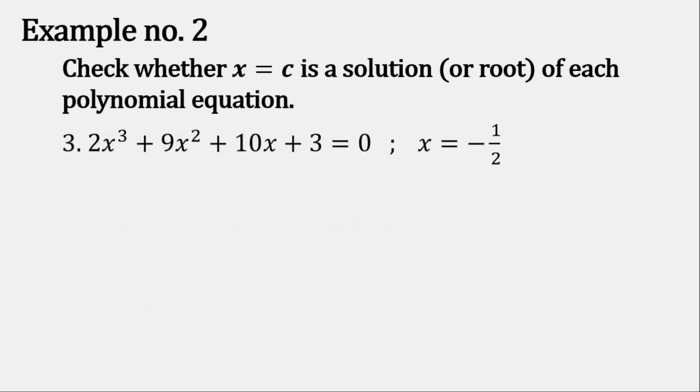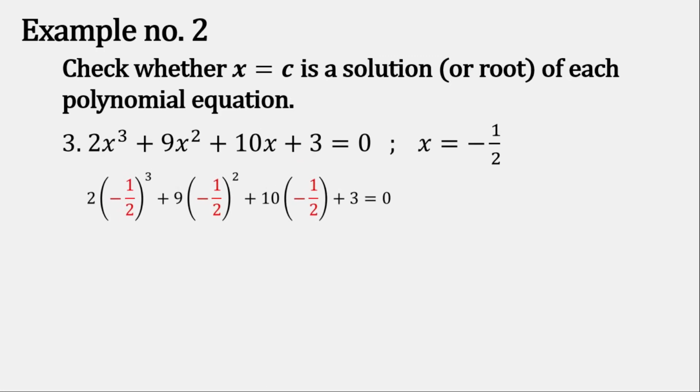Now next, number 3. Let's try to answer this. Let's just substitute negative 1/2. Okay, the main problem here is how to raise 1/2 to the third power. If you're going to raise this, you raise 1 to the cube and you raise 2 to the cube. You could just put the negative on either the numerator or the denominator, but not on both of them. So in this case, negative 1/2 raised to 3 is negative 1/8.